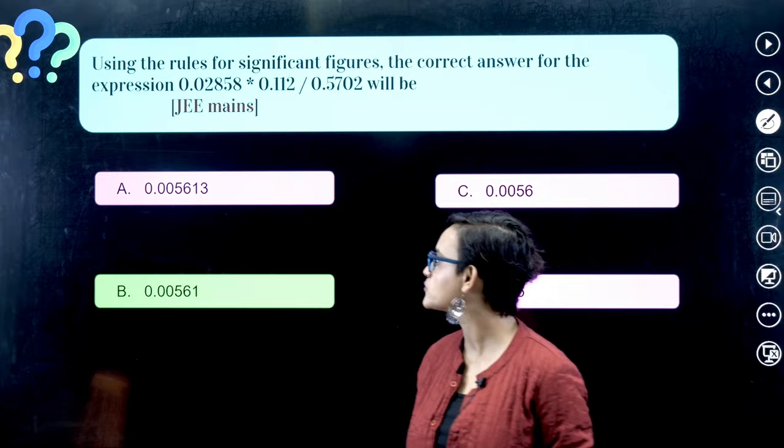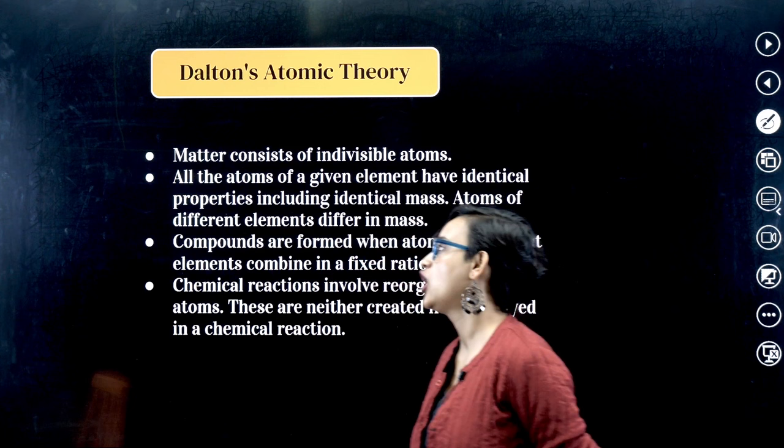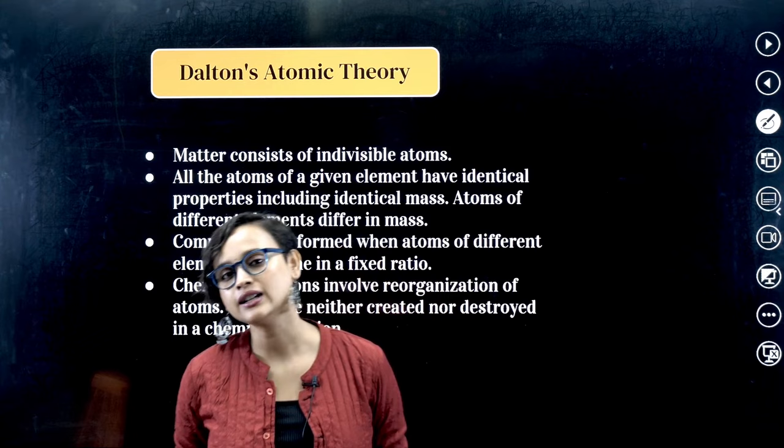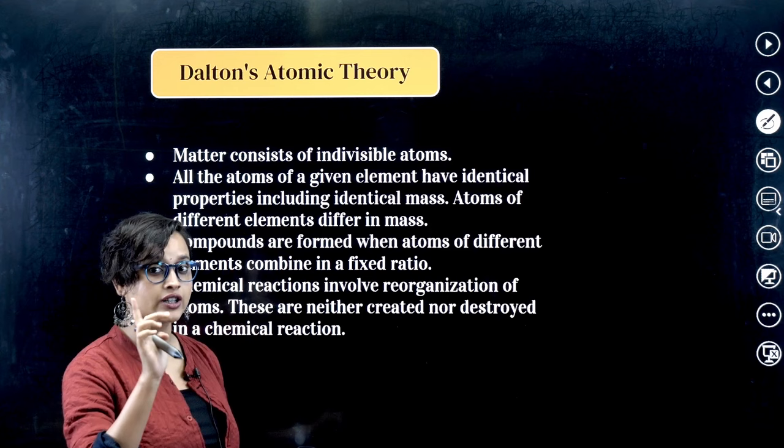Now we come to Dalton's atomic theory. So what did Dalton say? Dalton said that matter consists of indivisible atoms, atoms which you cannot break down, which was proven to be wrong later on. But at that point of time, Dalton definitely did something very revolutionary, right?